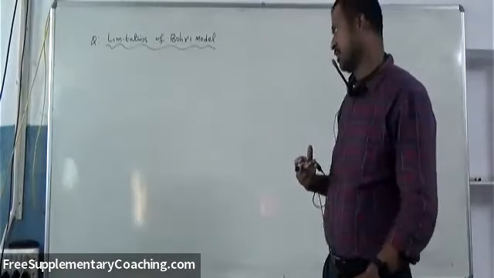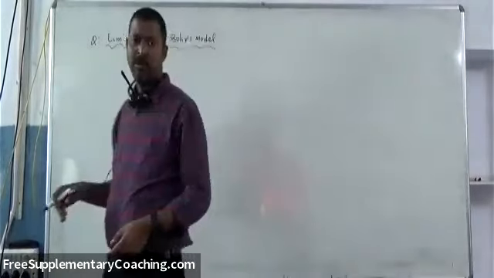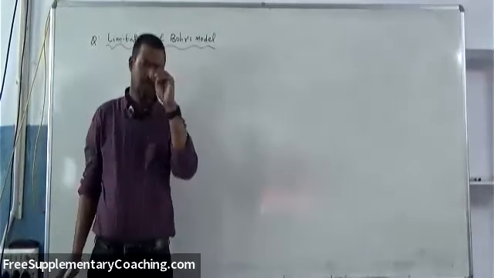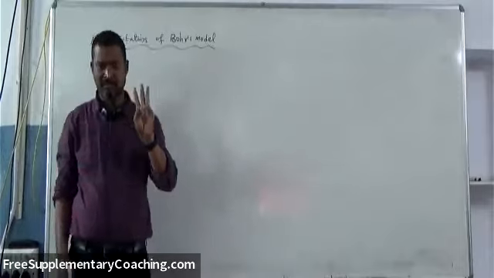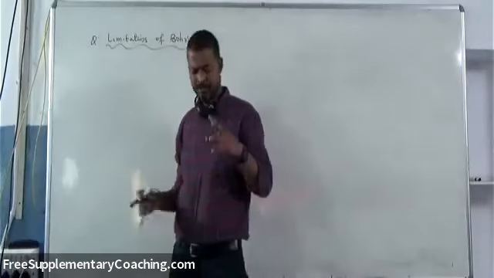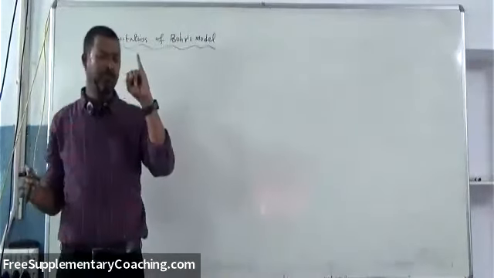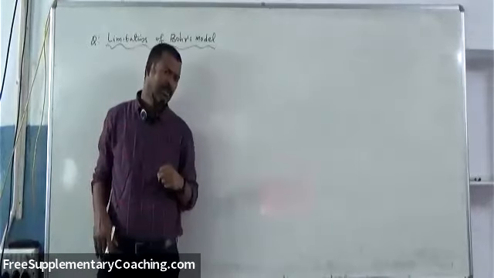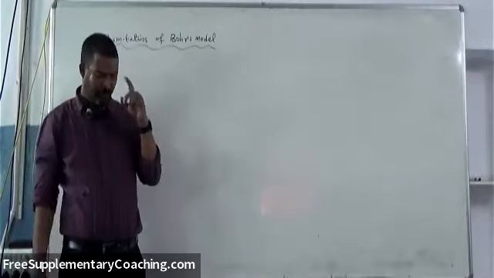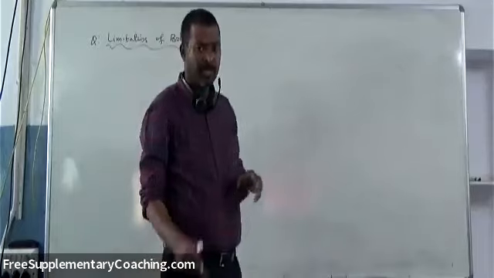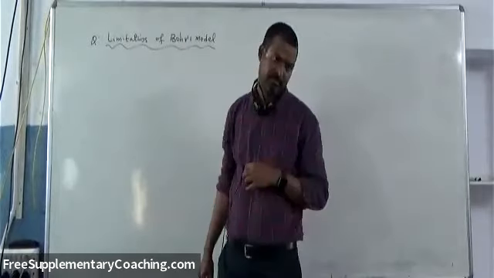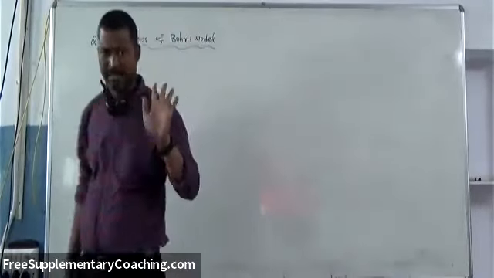What actually do limitations mean? We all know that the Bohr model is given as three postulates. So what is the first postulate? He said that in an atom, the nucleus will be present at the center and the electron will revolve around the nucleus. The first postulate said by Bohr is that the electron revolves around the nucleus in a circular orbit.